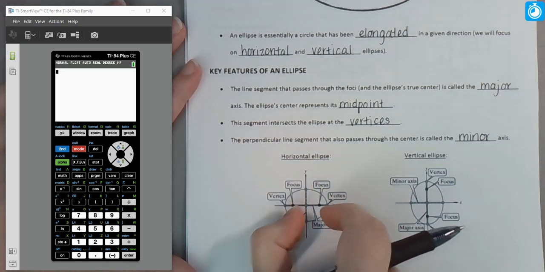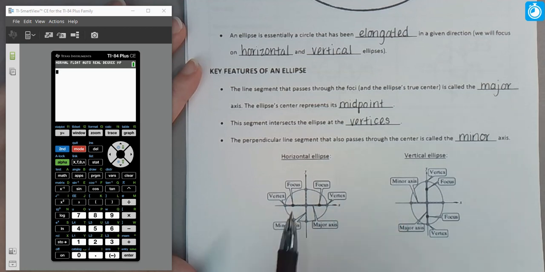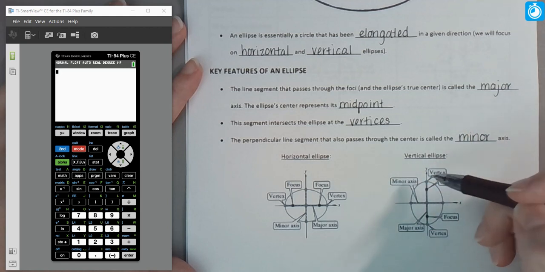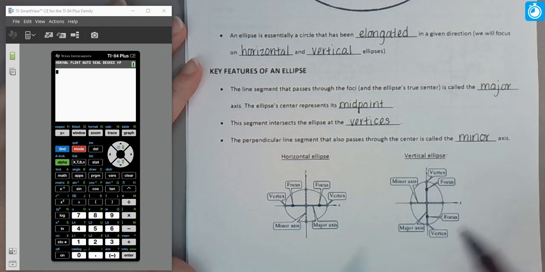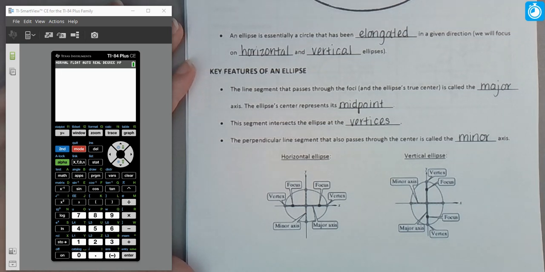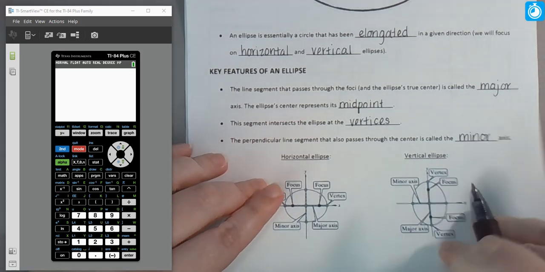So if our ellipse is elongated horizontally, that means our major axis is going to be horizontal, and then our minor axis is going to be vertical. And then if our ellipse is elongated vertically, then our major axis is going to be vertical, and our minor axis is going to be horizontal. Now, how do we determine which kind of ellipse we have? That's going to be based on the actual equation we have. So we're going to focus on some key values in our equation, and that's going to tell us which of these two types of ellipses we have.